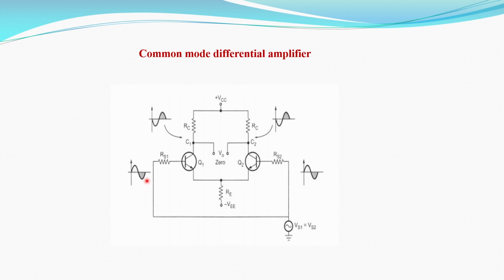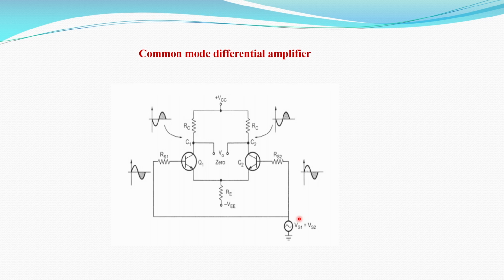But practically, when we apply the same input voltage to both terminals of the differential amplifier, the output does not exactly equal zero. This is the main drawback of the common mode differential amplifier. So when we apply a similar voltage signal to the differential amplifier circuit, the output does not exactly equal zero. So mostly in practical applications, we use only the differential mode of the amplifier.